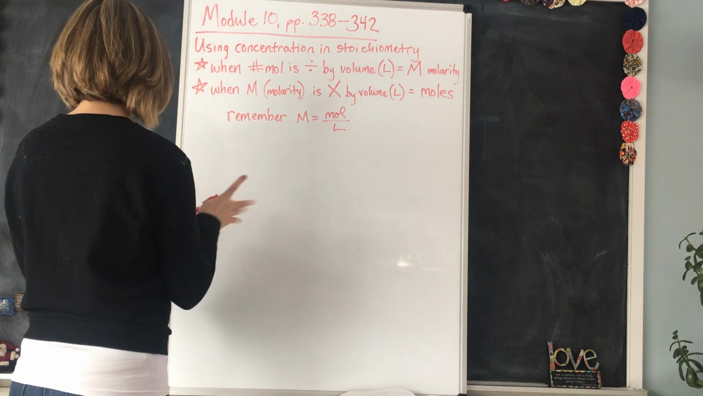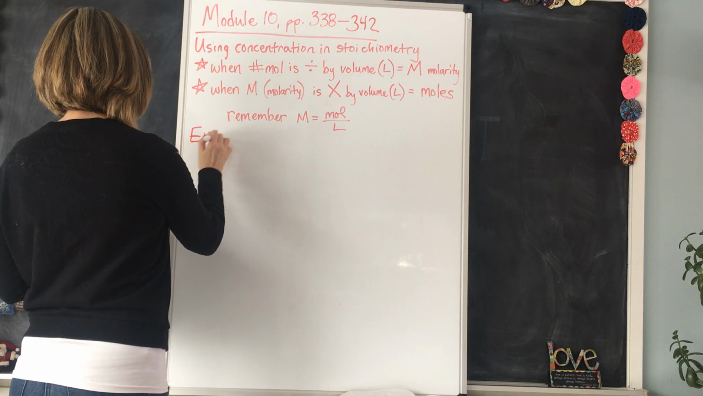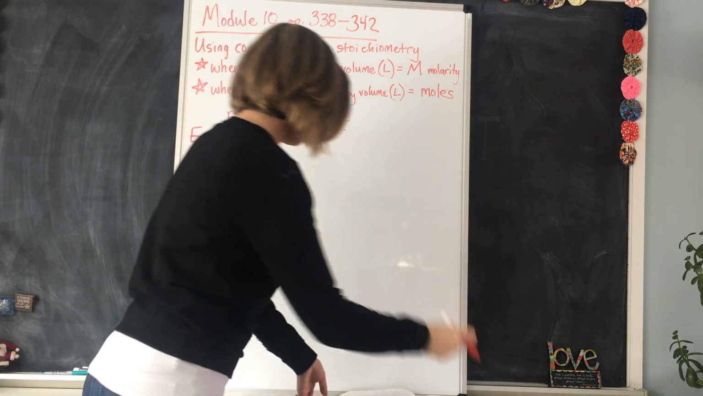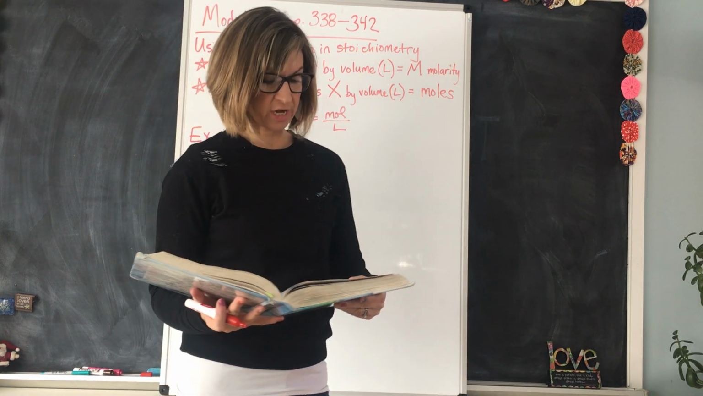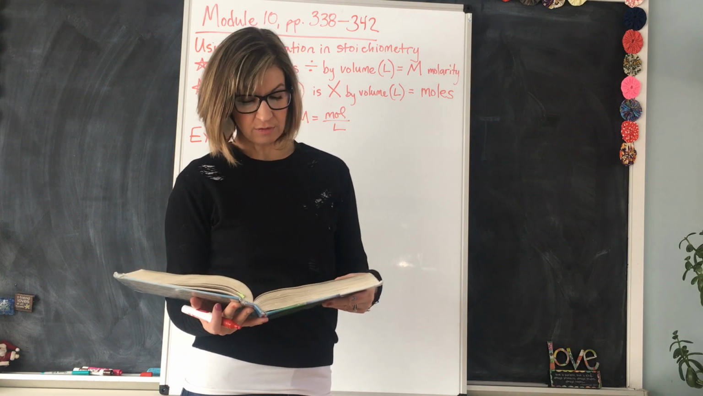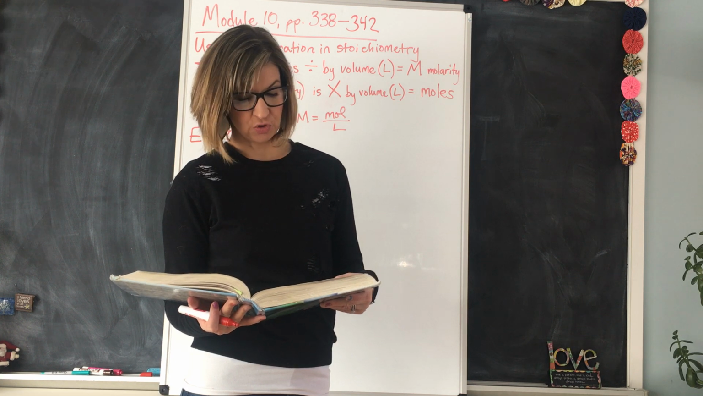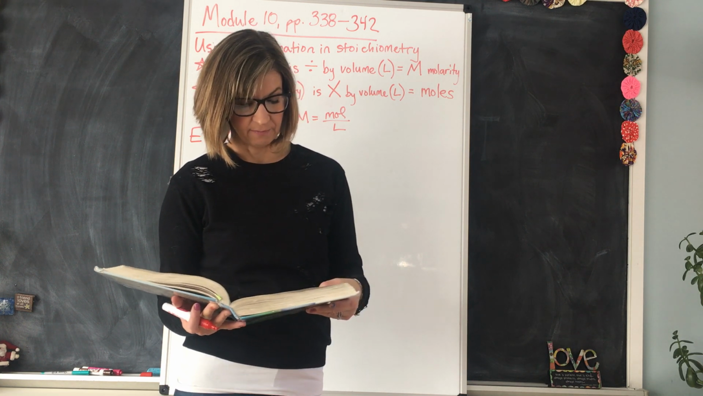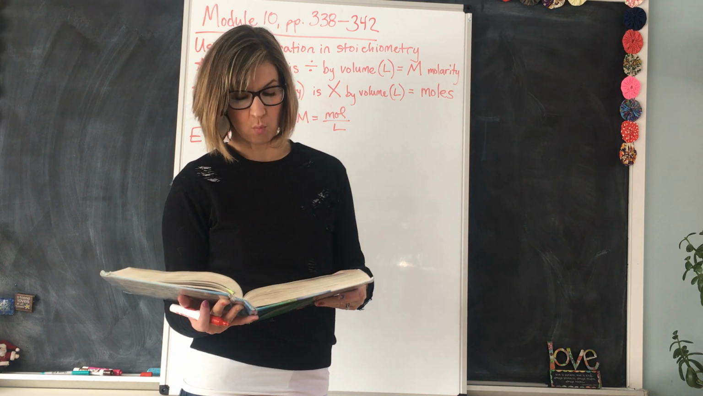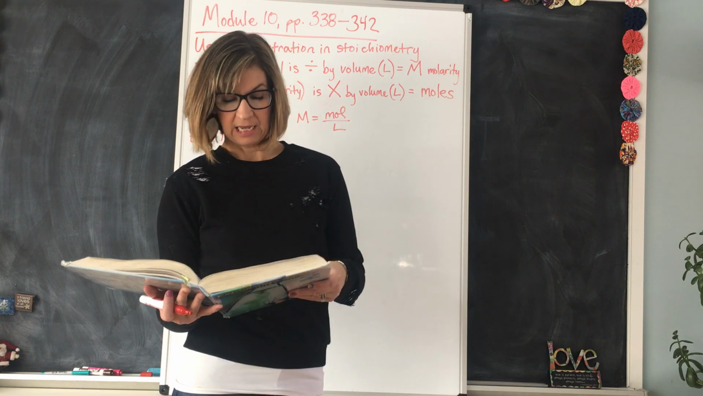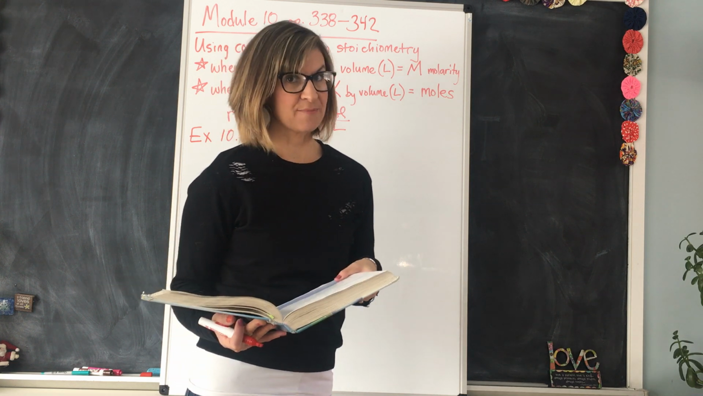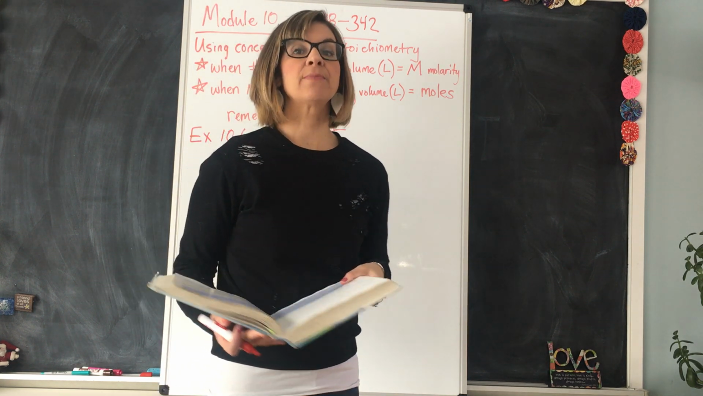We're going to do example 10.6. 10.6 is on page 340. And it says, one way to make sodium sulfate is through the reaction of sulfuric acid, H2SO4, with sodium hydroxide. How many grams of sodium sulfate can be produced if 500 milliliters of 1.6 molar sodium hydroxide is reacted with an excess of sulfuric acid? All right, so we're going to have a lot of steps in this problem. The first step is to figure out the balanced equation.